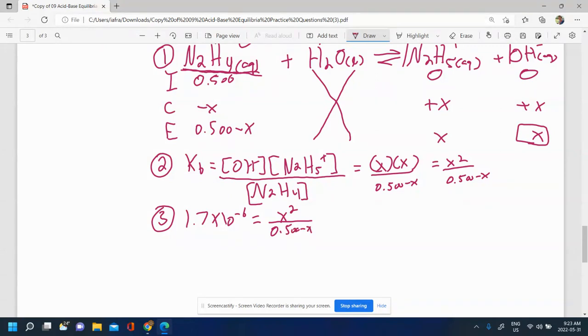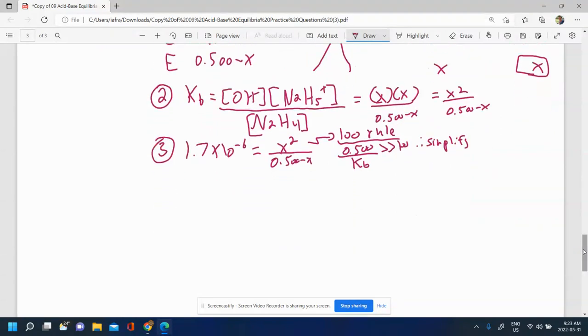And now we have to solve for x, but remember, we don't want to do all that work with quadratic formulas, so let's always test our 100 rule first. So that's going to be the initial concentration over the Kb given in the question. And if you do that, you'll see that is greater than 100. Therefore, we can simplify. In other words, we can remove the x from the denominator. So we'll get 1.7 times 10 to the power of negative 6 is equal to x squared over 0.500.